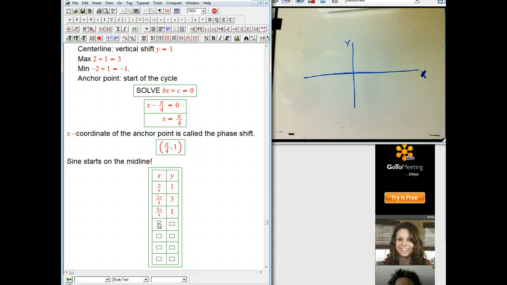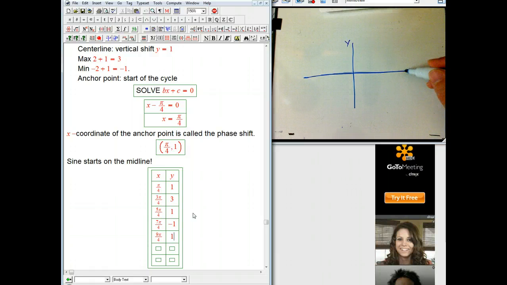Now 7 pi over 4. Down to the low value, which was minus 1. That was what we found out here. And then back 9 pi over 4. Back to the middle, which was 1. We could go on easily to produce another period, but let's go ahead and graph this.